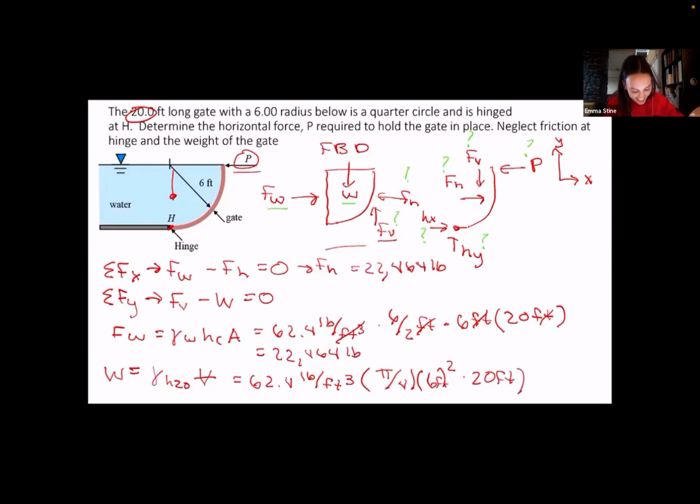Now I do have units. Okay, and if I did all that on my calculator, times 5 divided by 4 times 6 squared times 20. It's mad at me. We did it wrong. Times 4 times 5 divided by 4 times 6 squared times 20. Okay, I get 35,286 pounds. Very uglily written. So all I have is pounds left.